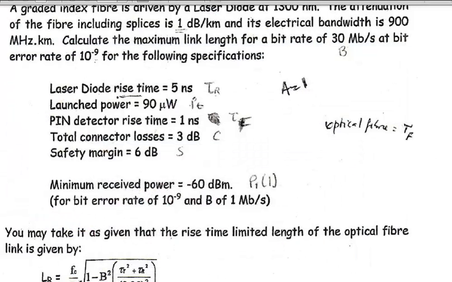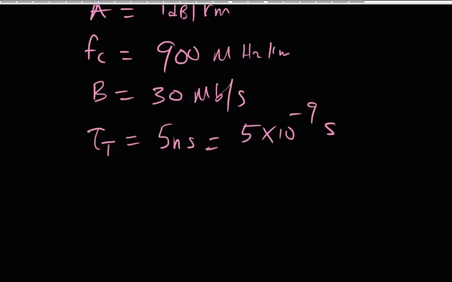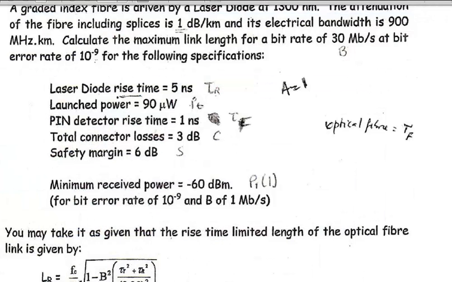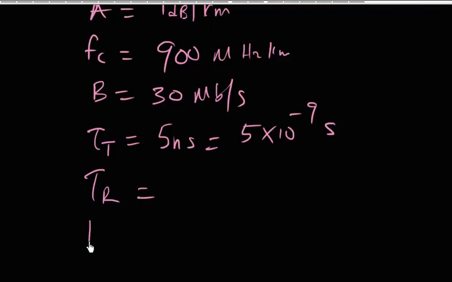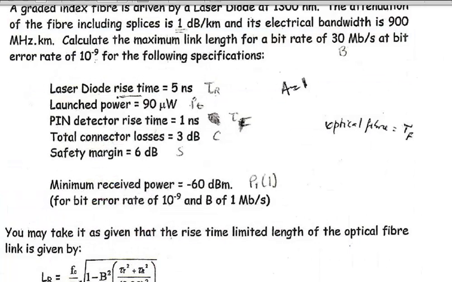Rise time is what? 5 nanosecond, which is 5 times 10 to the power minus 9 second, right? Receiver. Okay. Power launch, this is transmitted power, right? PT. So PT is 5 microwatts, which is 5 times 10 to the power minus 6 watt, right? Pin detector. So this is the receiver.